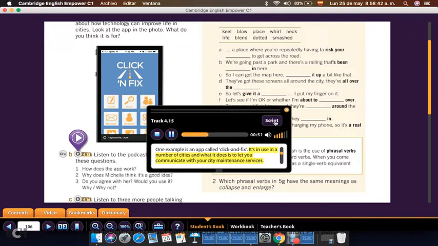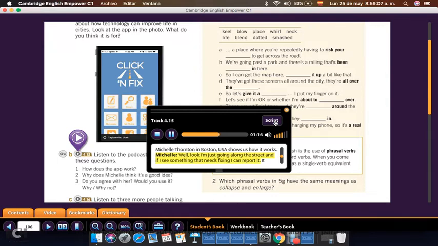It's in use in a number of cities, and what it does is to let you communicate with your city maintenance services. People use their mobiles to let the city know where there's a problem. Something's broken or out of service, and then the idea is it'll get fixed straight away, or at least they get updated on what's being done about it. Michelle Thornton in Boston, USA, shows us how it works.